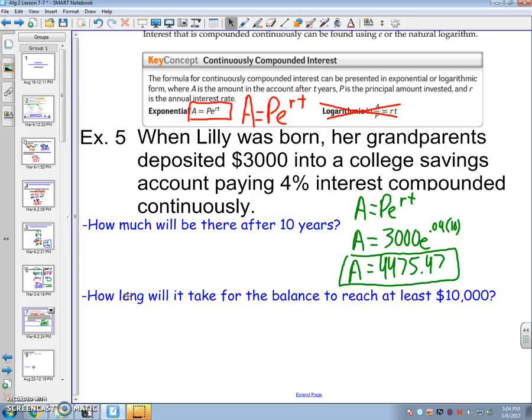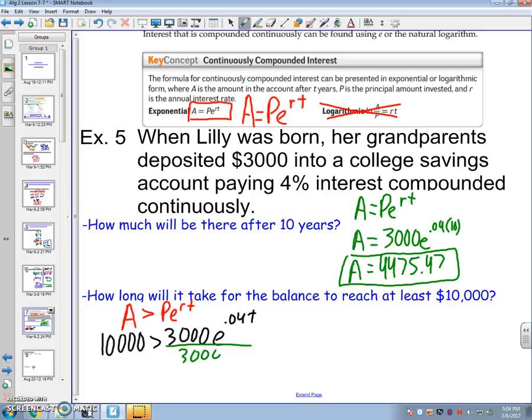All right, how long will it take for that to become 10,000, or at least 10,000? Same formula. At least 10,000 means I have to use 10,000 or more. A equals P e to the rt. I fill in our numbers: 10,000 for A, our initial amount is still 3,000, still e, still 4%. We're trying to find t, the time. So we're going to have to solve for t. It's an exponent, so we bring it down by using logarithms, ln since we have e. But let's first get rid of 3,000 by dividing.